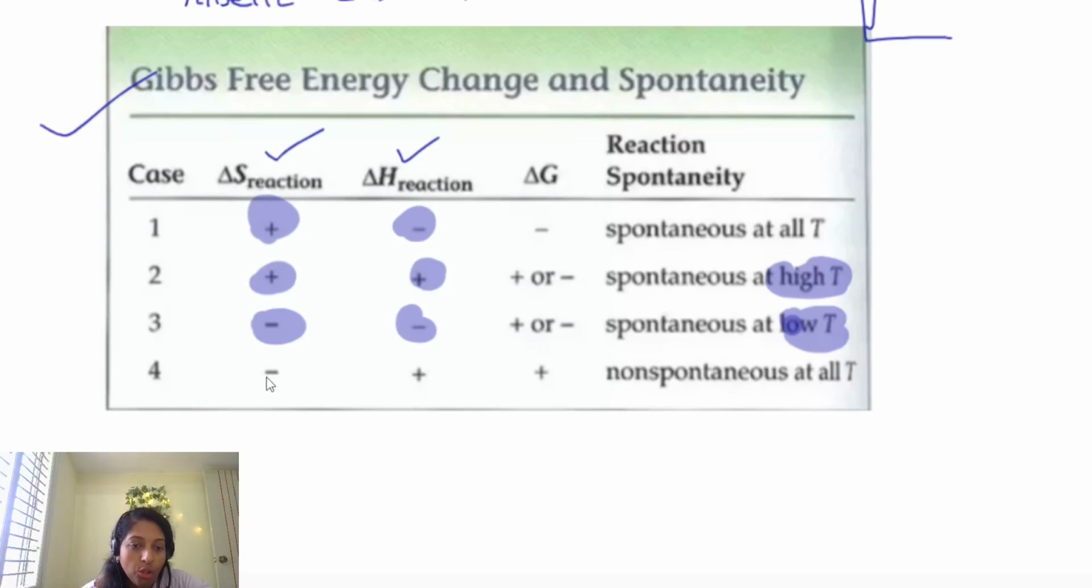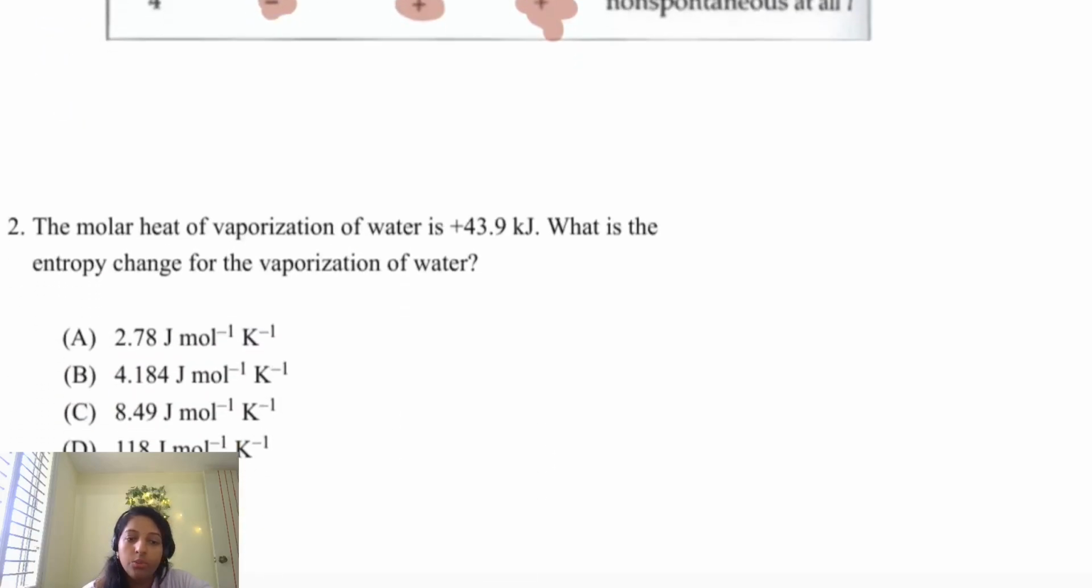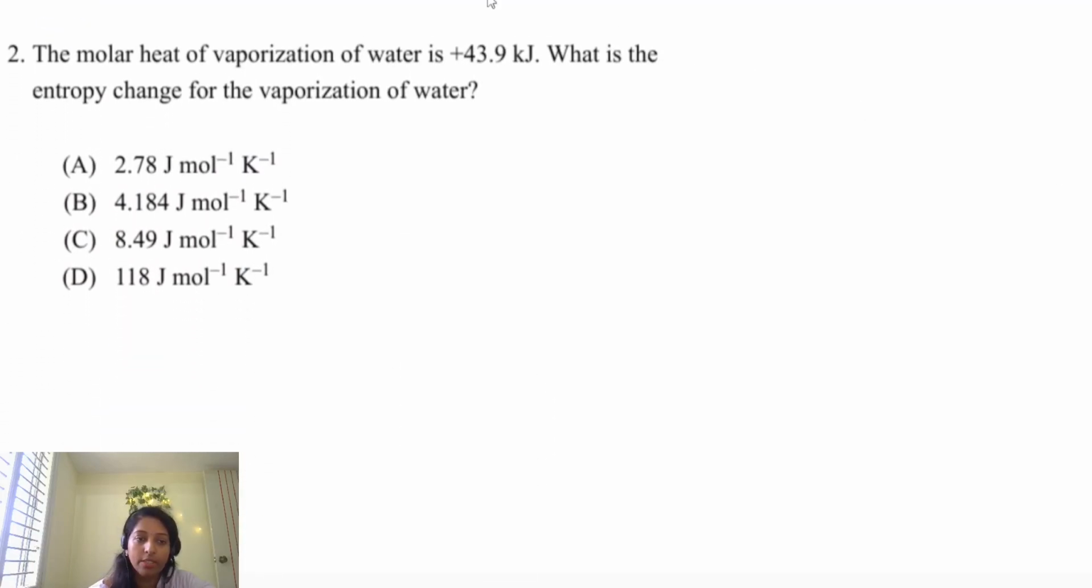At the same time, if both factors are disfavorable, then definitely the reaction is endothermic and entropy decreasing. So that will lead to a non-spontaneous reaction at all temperatures. Okay, right.